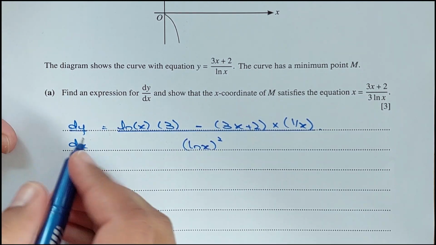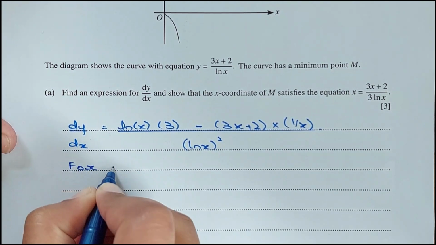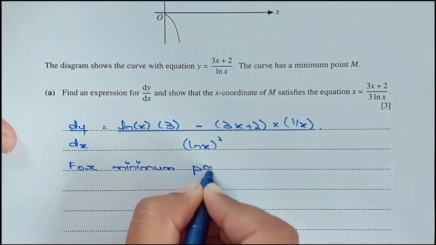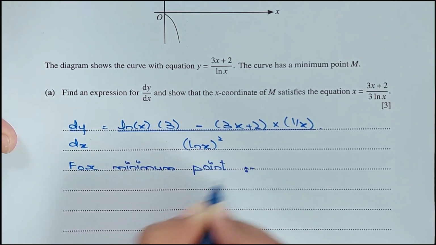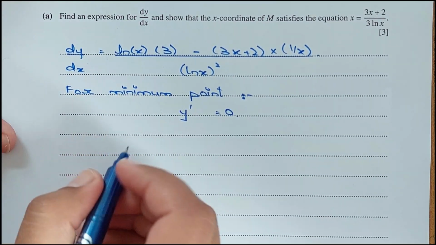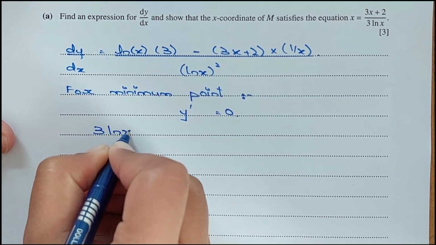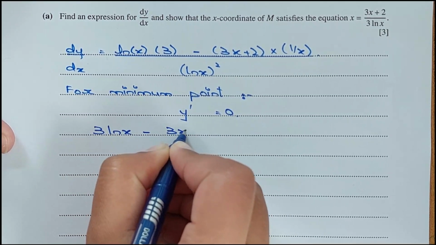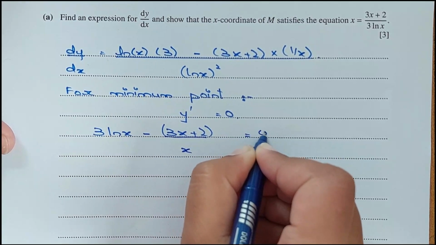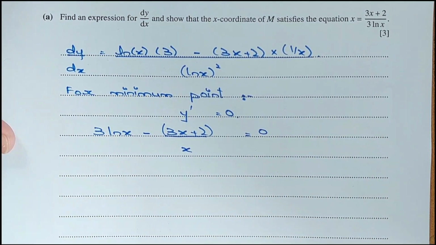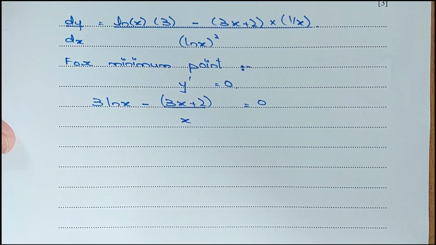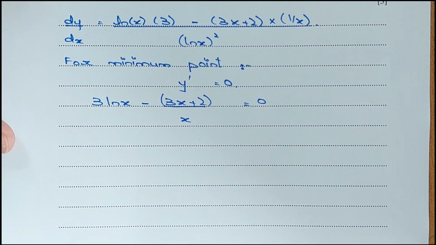Okay, so for the minimum point, we have to put this equal to 0. We can say y prime is equal to 0, so this whole thing should be equal to 0. So we can say 3 natural log of x minus 3x plus 2 over x should be equal to 0. So this term multiplying with 0 is just 0, cross multiplication, right? We have to find the coordinate of x. We can show that the x coordinate of M satisfies the equation, right?